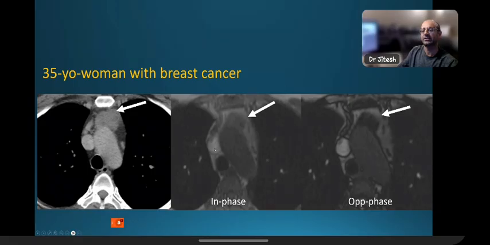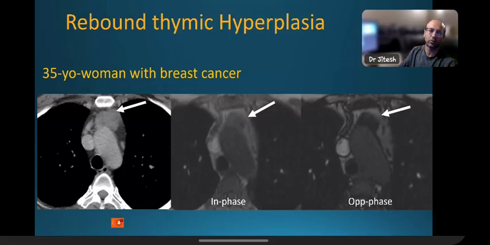MR with chemical shift imaging is helpful to resolve whether this is a thymic hyperplasia, a primary thymic neoplasm, or some other neoplasm. In-phase and opposed-phase imaging is helpful to resolve this. If it is a thymic hyperplasia, we expect to see a signal drop on opposed-phase imaging, as we are seeing in this case. Whereas if it is not showing any signal drop, that means this lesion does not have any intracellular microscopic fat, and this could be a solid thymic neoplasm. In this case, we saw loss of signal on opposed-phase imaging. So this is another case of a rebound thymic hyperplasia.